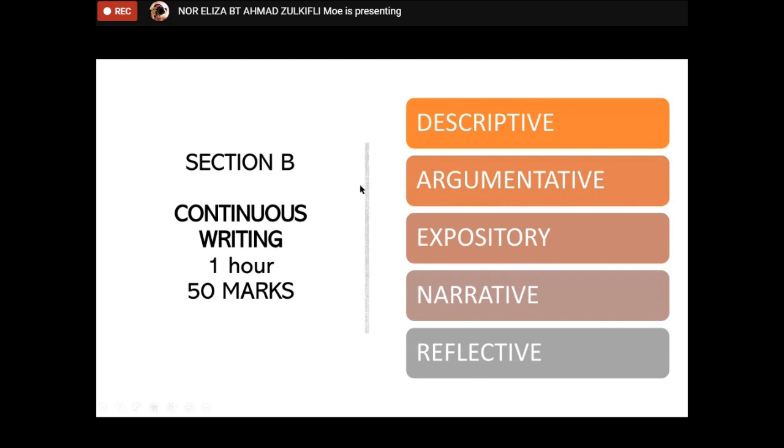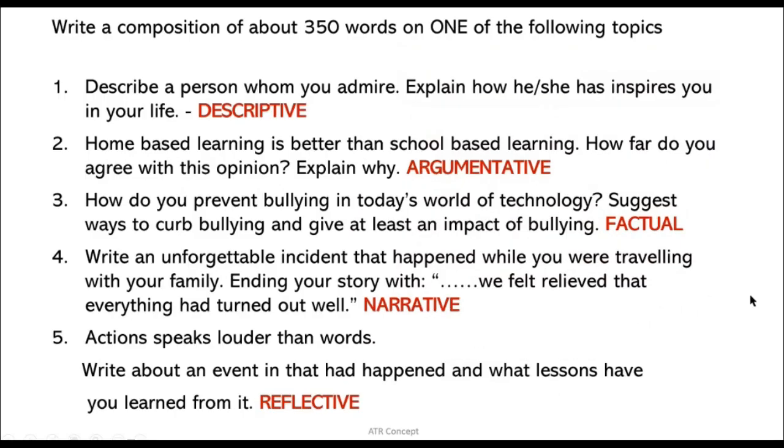Okay. So here you've got different types of continuous writing. That's descriptive, argumentative, expository, narrative, and reflective. Okay, what are these? All right, let's look at this. These are examples of a composition. Of course, this is the instruction. Write a composition of about 350 words on one of the following topics. Only one out of the 5.